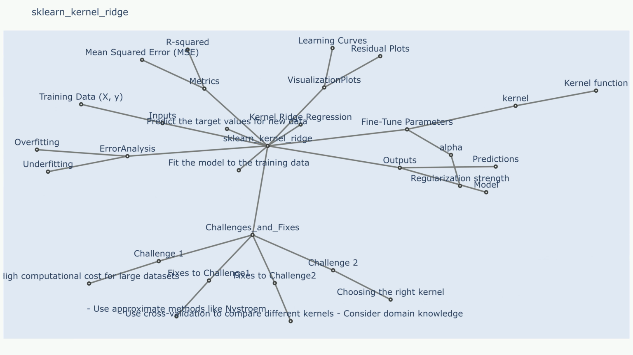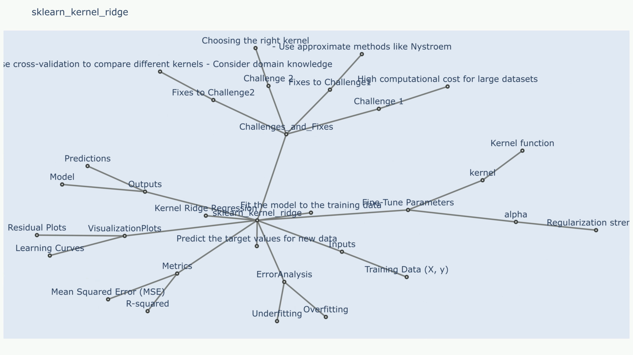Uncertainty methods. Confidence intervals quantify the uncertainty in the predictions based on the model's variance. Bayesian kernel ridge regression incorporates prior knowledge and uses Bayesian inference to estimate model parameters and uncertainties. Challenges and fixes. Challenge 1.